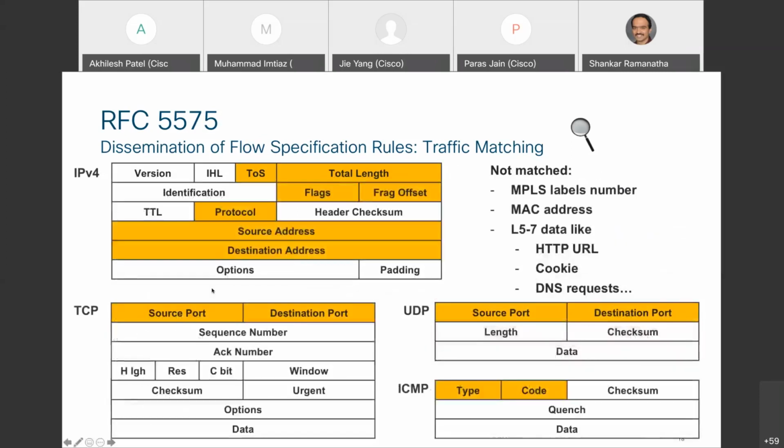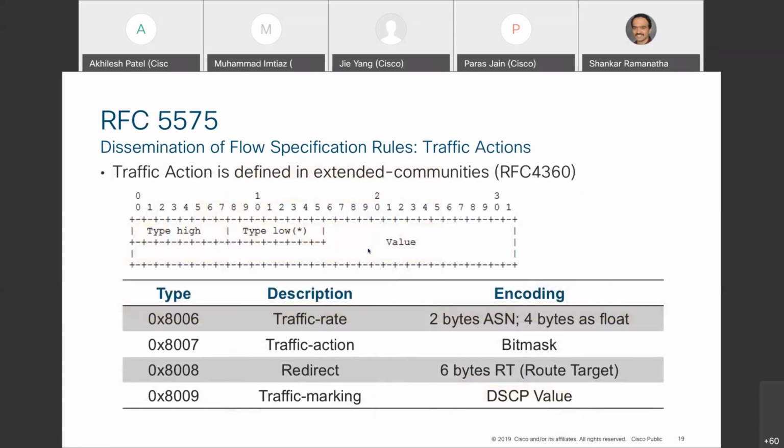And then the same thing is shown in the packet. This is your DHCP, for example, right? Source port, destination port. You have ICMP type, code, and so on. So what we cannot match on, let's talk about that. We cannot match on the MPLS label number, on the MAC address, or anything from layer 5 to layer 7, like HTTP URL, cookie, and DNS request. Rather, our criteria are well defined, as shown in the previous slide.